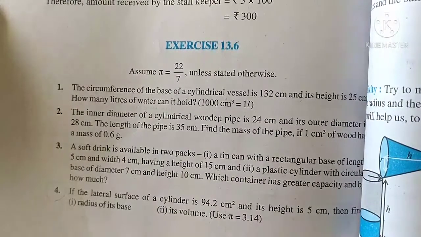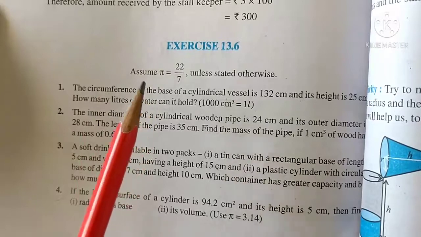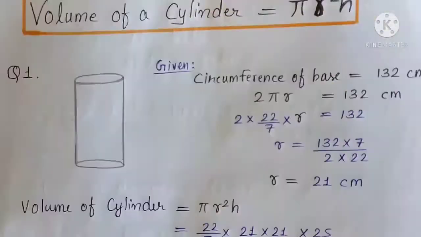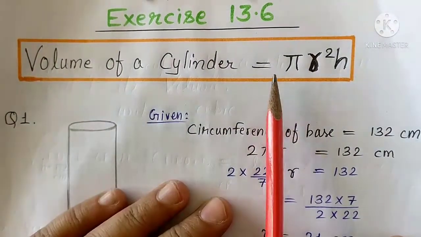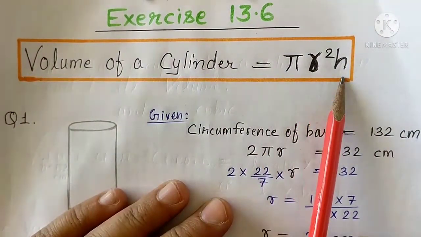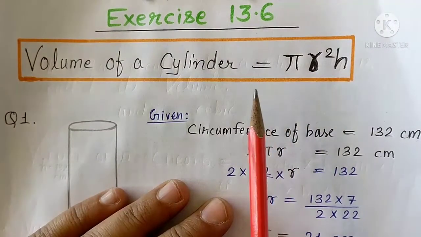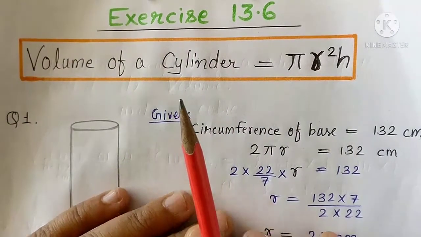So now students, we are moving towards exercise 13.6, and this exercise is based on the cylinder. So we have to find the volume of the cylinder. What is the formula for the volume of a cylinder? That is pi r square h. What is the formula? Pi r square h. And the pi value we have to use is 22 upon 7 as a default value, but if 3.14 is given in the question, then only we will use it. Okay, so let's do the first question.